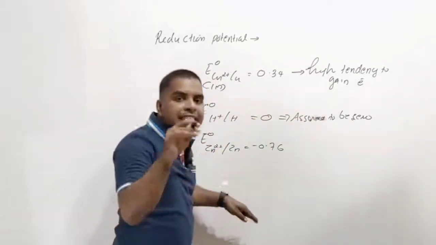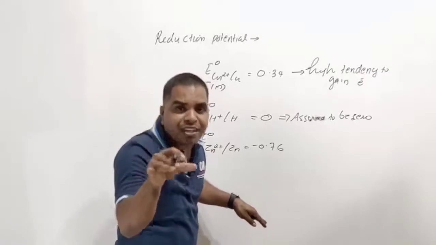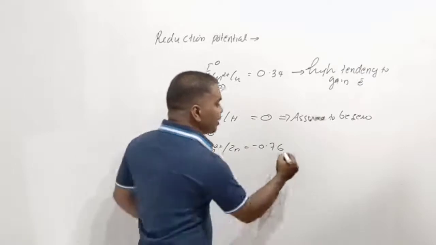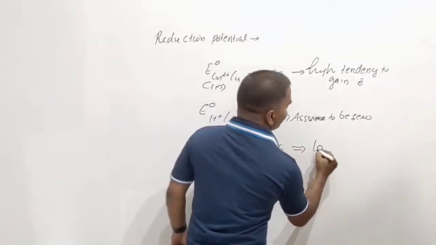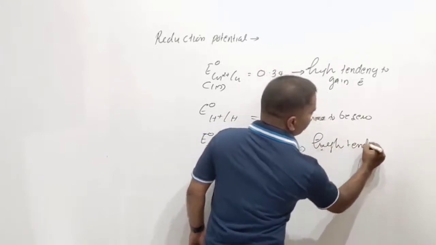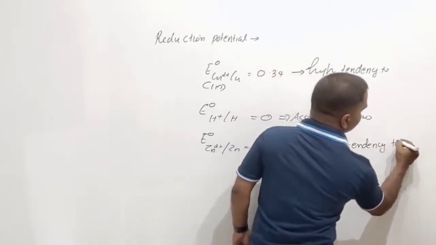And the zinc half cell has a negative reduction potential. That means the zinc half cell has a high tendency to lose electrons.